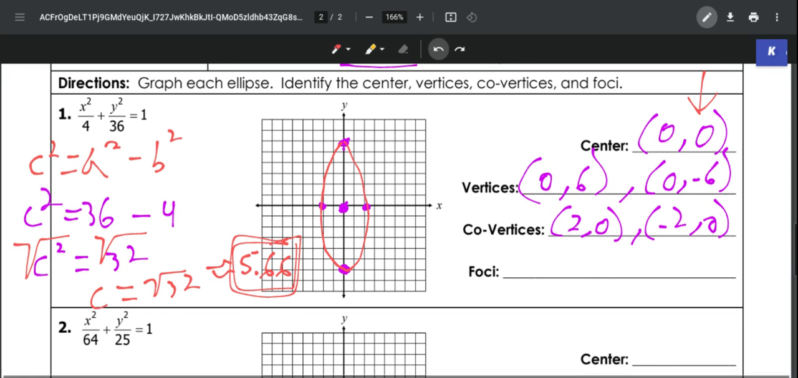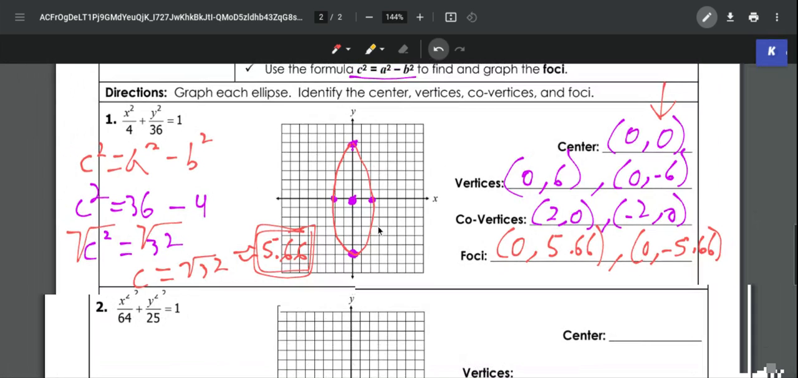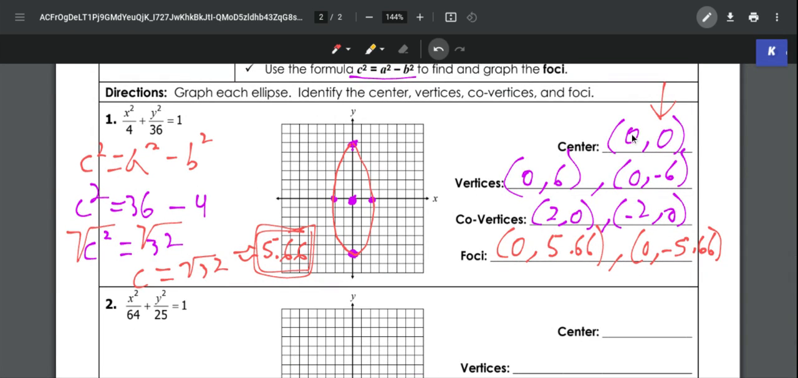So we're going to take the center and we're going to add 5.66 to the y. So that would be 0, 5.66, and it would be 0, negative 5.66. So that's a big part of this that you have to remember. You have to remember where to add or subtract your foci. You're either going to add or subtract it to the x coordinate from your center or the y coordinate. And the way that you find that out is you could do it a couple different ways.